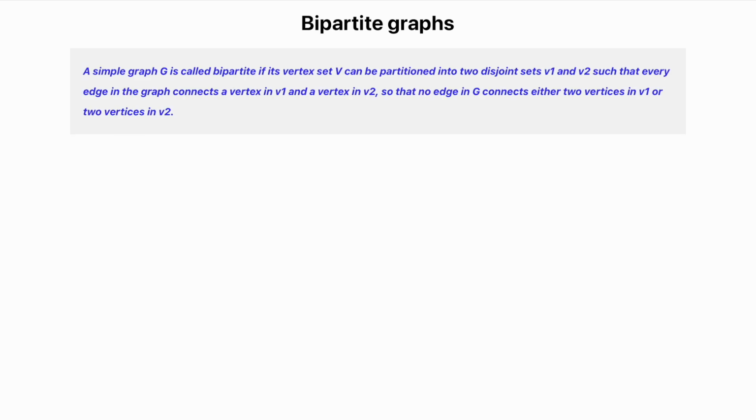Bipartite graph. A simple graph G is called bipartite if its vertex set V can be partitioned into two disjoint sets V1 and V2 such that every edge in the graph connects a vertex in V1 and a vertex in V2, so that no edge in G connects either two vertices in V1 or two vertices in V2.